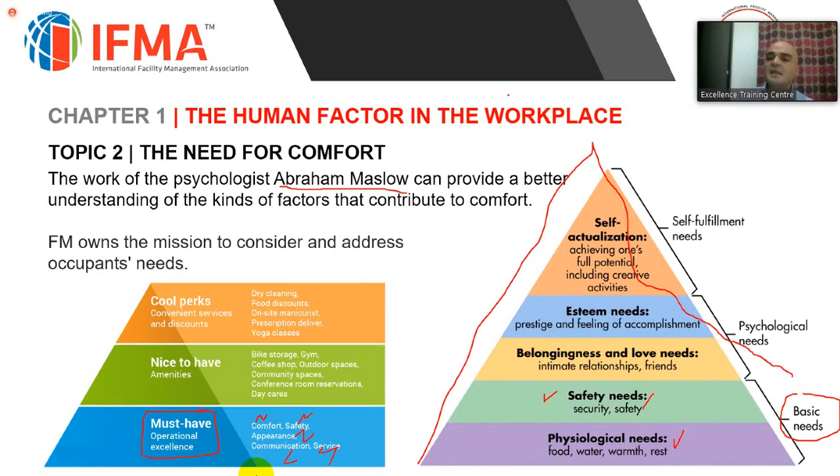And it says that at the second level, we start looking at our psychological needs. Once we have these basic needs satisfied, then we can start looking for feelings of belonging, love, intimate relationship, friendship, and then esteem needs. We see how we are going higher and higher. We're looking at prestige and a feeling of accomplishment. We're looking at self-actualization, achieving one's full potential, including creative activities. So human needs follow this upward need, okay?